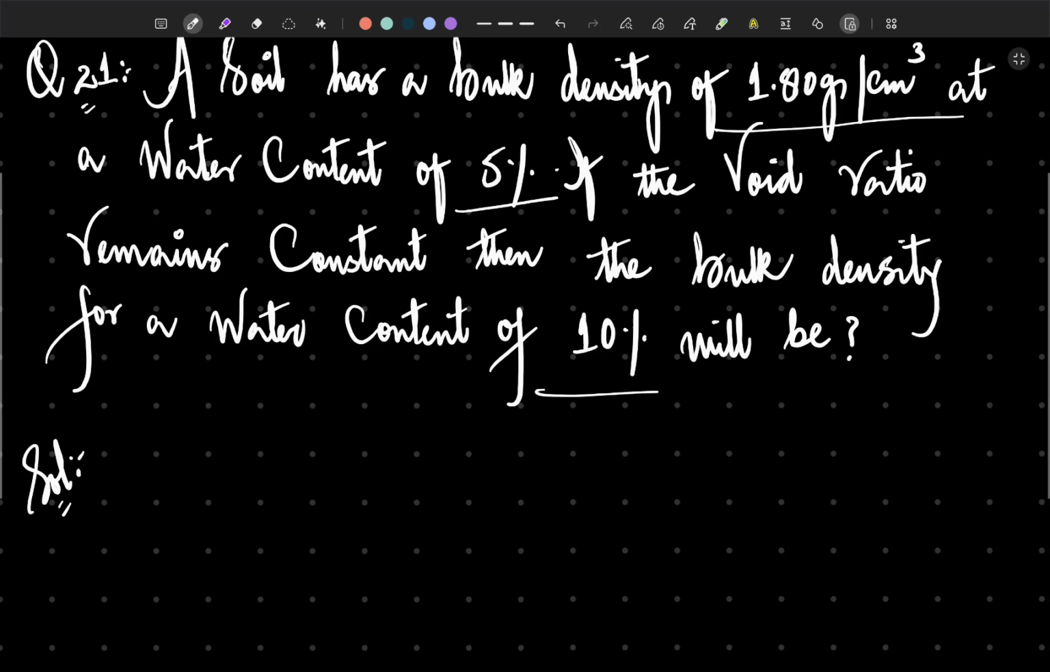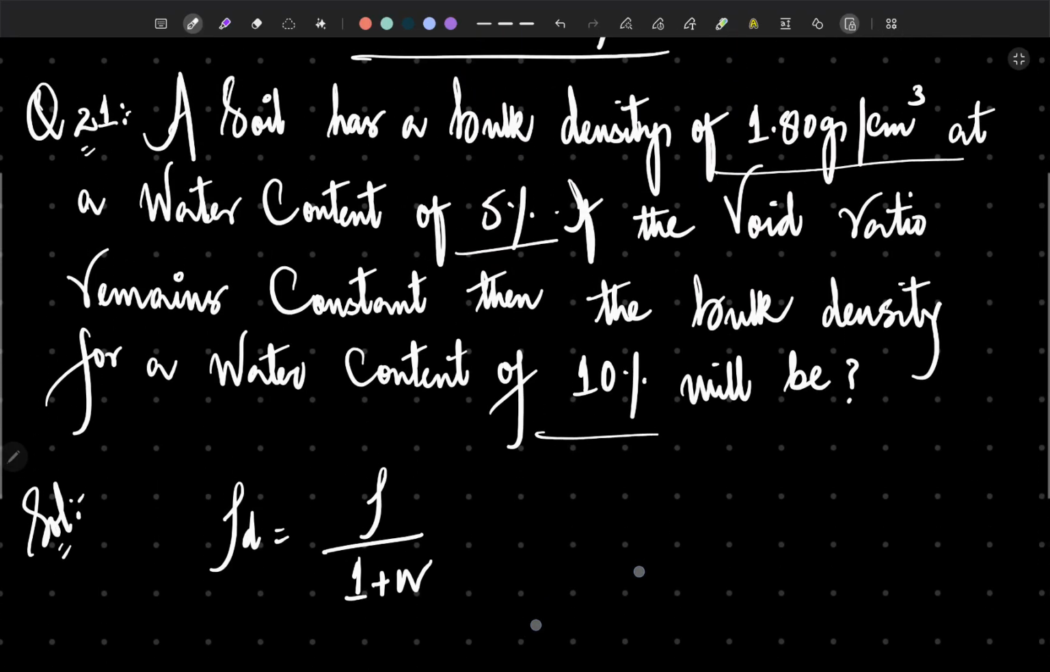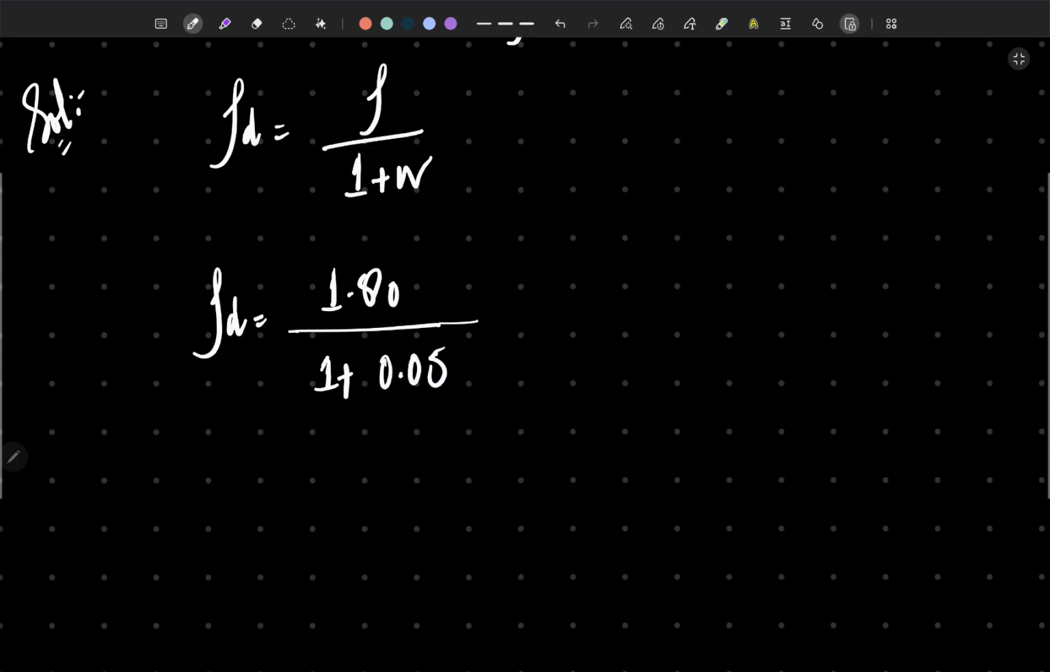First thing, we'll find the dry density. Dry density is bulk density divided by 1 plus water content. We know bulk density is 1.80 and the water content is initially 5%. So the dry density is bulk density 1.80 gram per cubic centimeter divided by 1 plus water content, which is 5%. By calculations, dry density is equal to 1.71 grams per cubic centimeter.